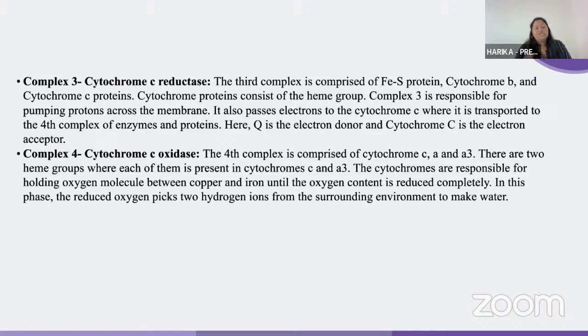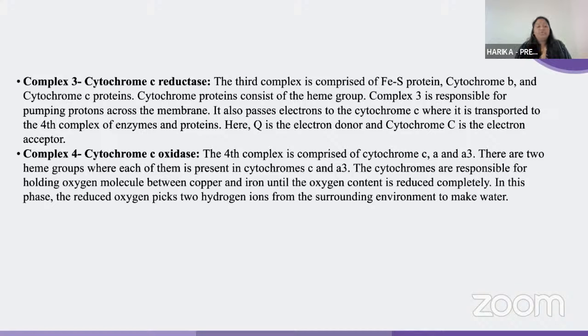Complex 4 is your next step. Here, cytochrome C oxidase. The fourth complex is comprised of cytochrome C, A and A3.